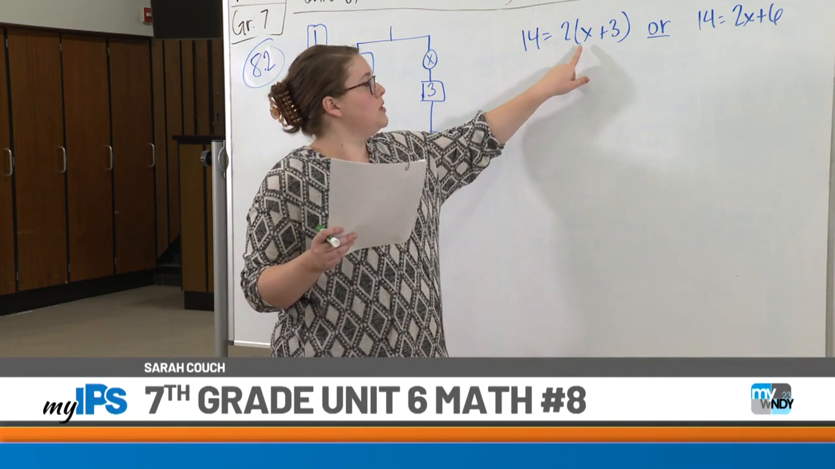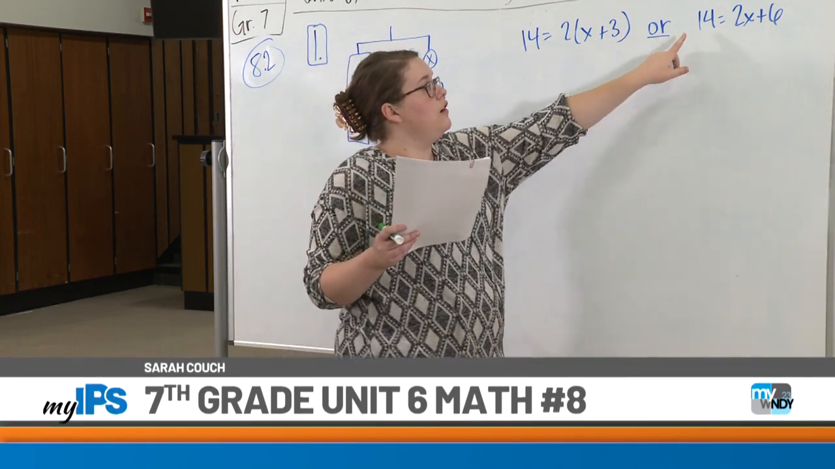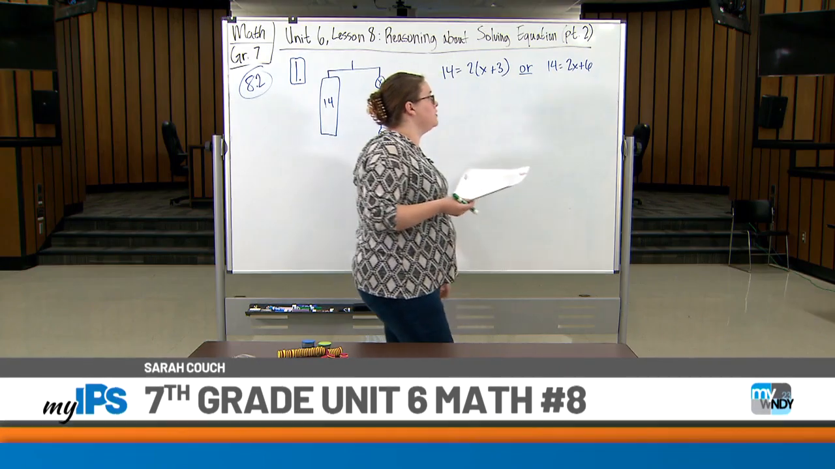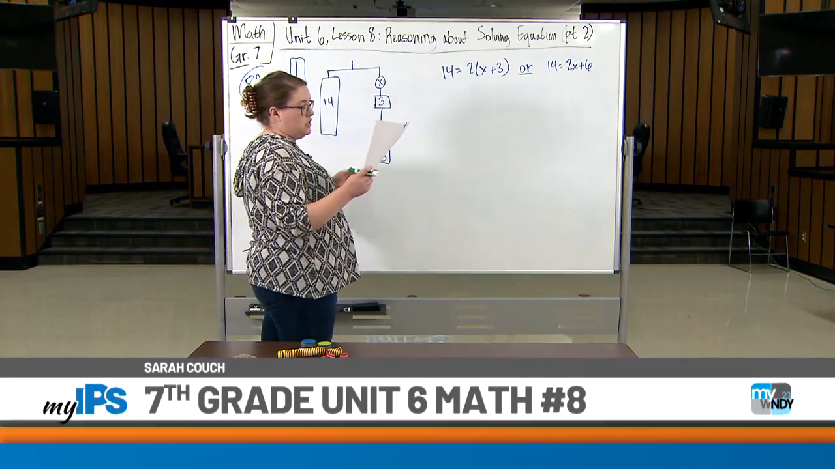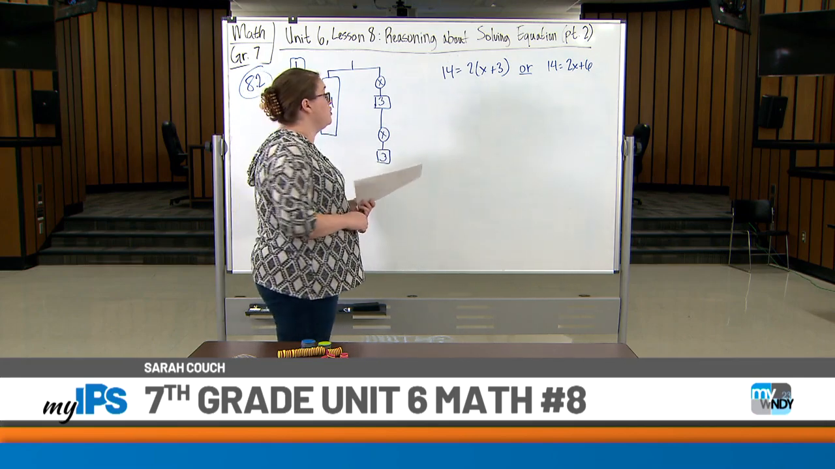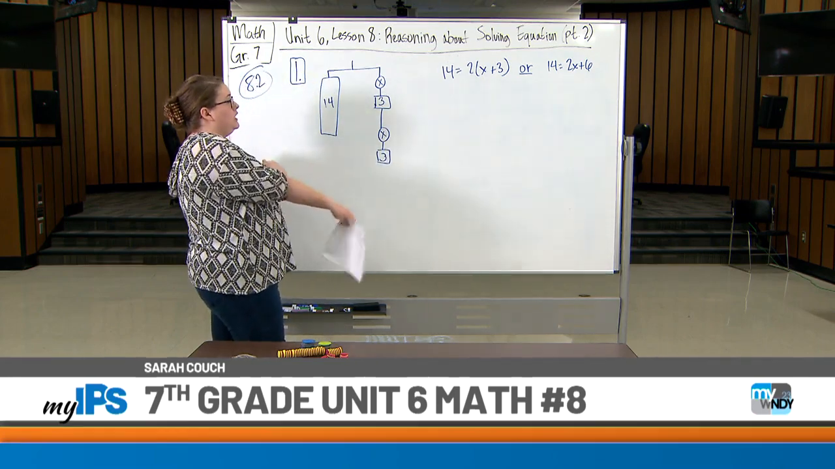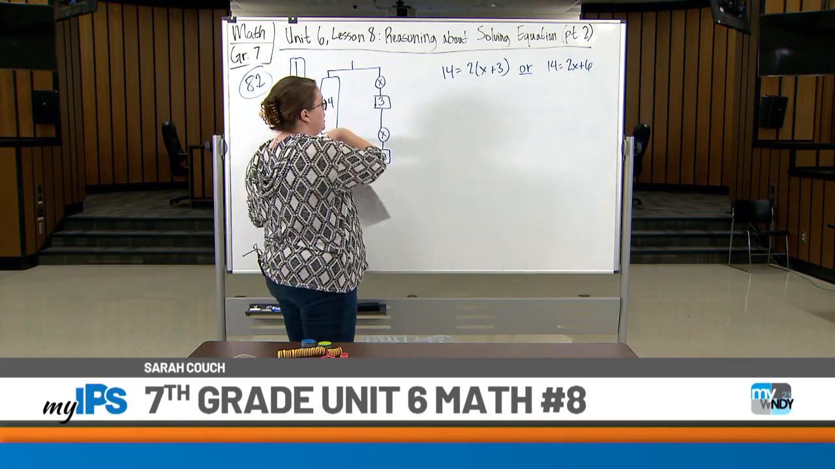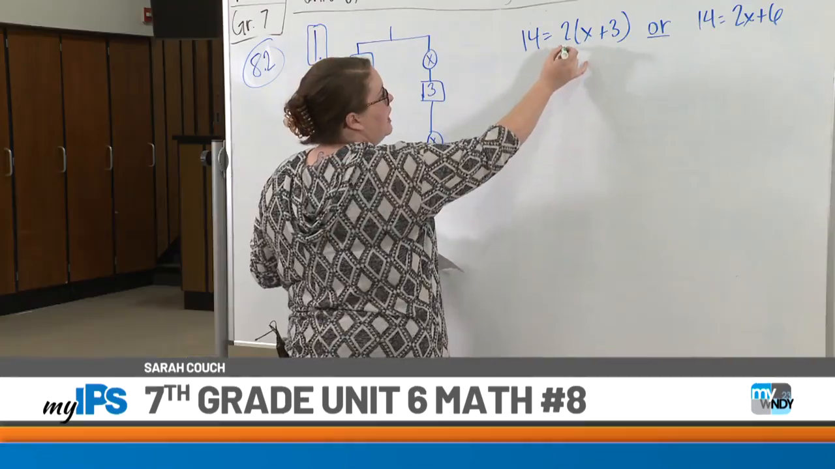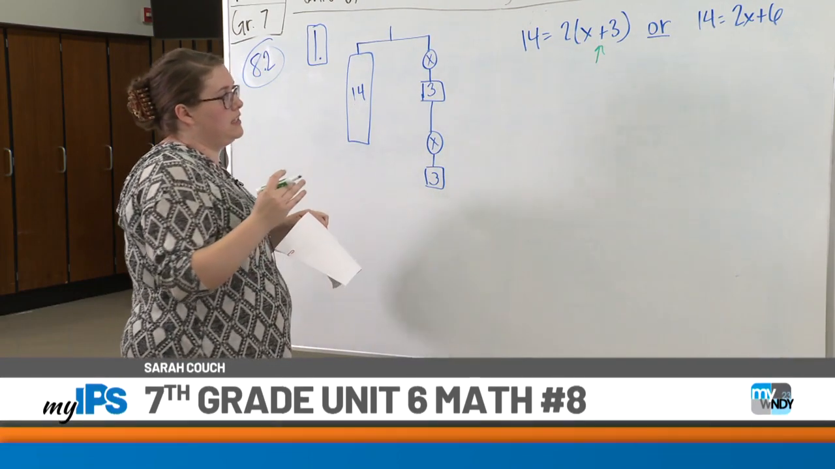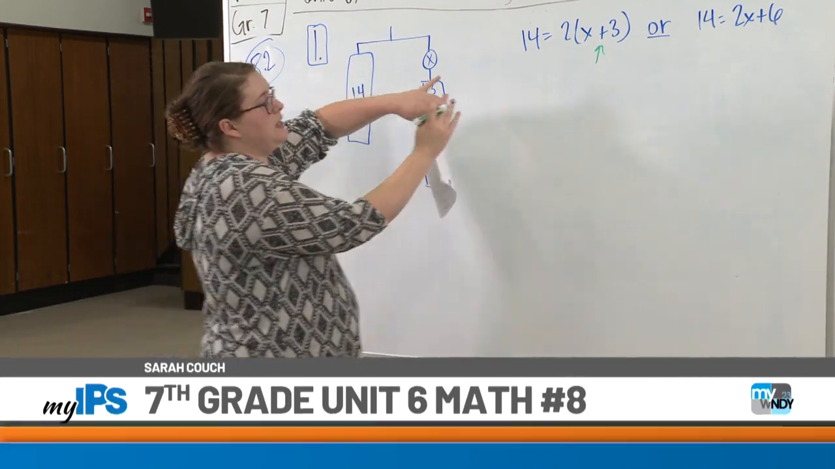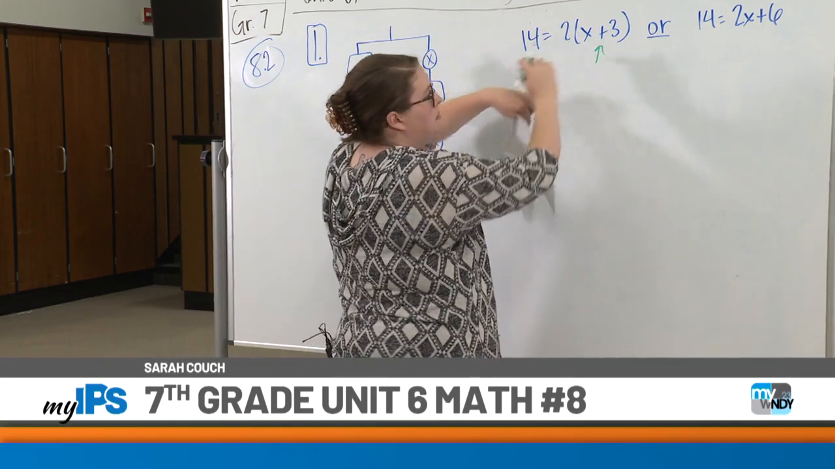14 equals 2 times the quantity x plus 3, or 14 equals 2x plus 6. And we have to reason, utilizing the hanger, why these equations could represent the same picture. So let's think about this first one. We have the 14 already, so we don't need to do anything with that. Now we have 2 times the quantity x plus 3. So that means that these have to be the same value 2 times in the picture.